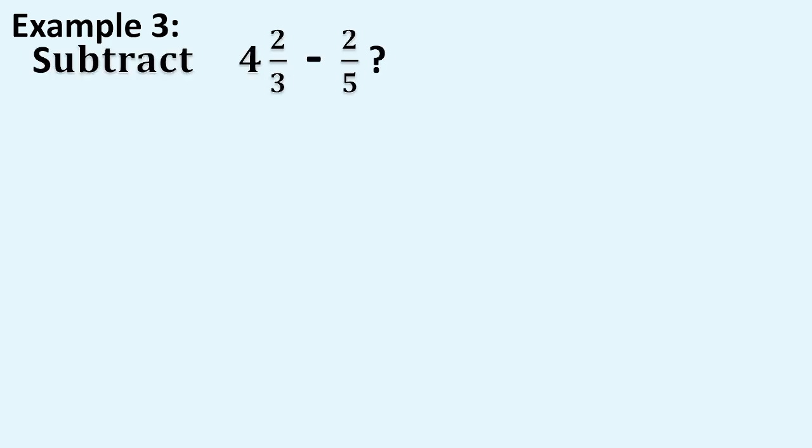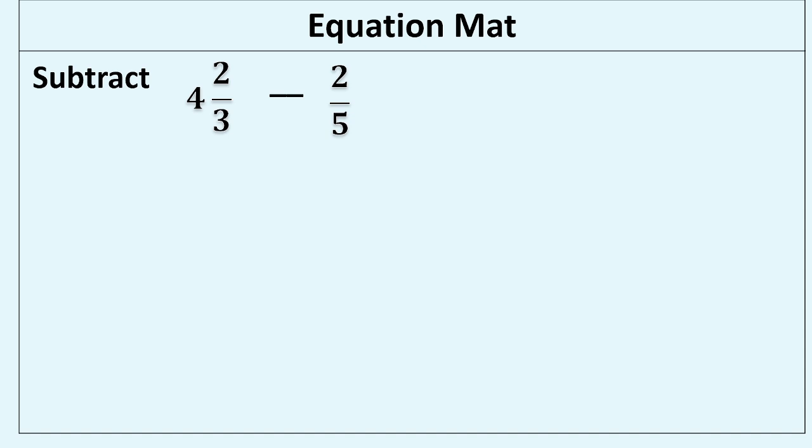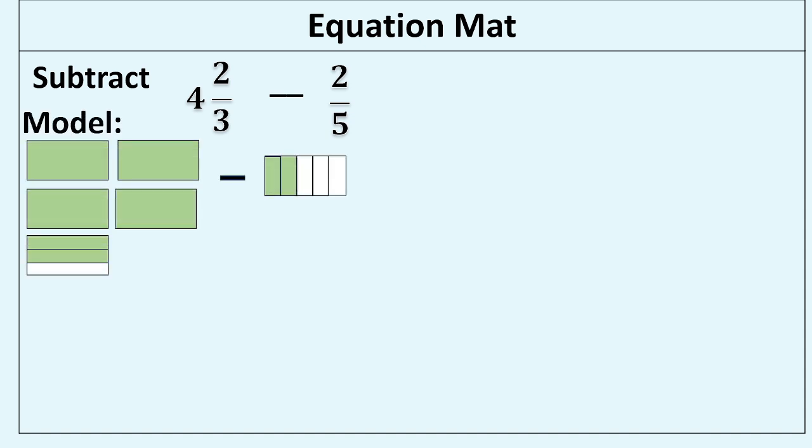Example 3. Subtract 4 and 2/3 minus 2/5. We are going to draw an equation. 4 and 2/3 minus 2/5. So we are going to draw a model. So we have here 4 and 2/3 minus 2/5. We are going to change to improper fractions.